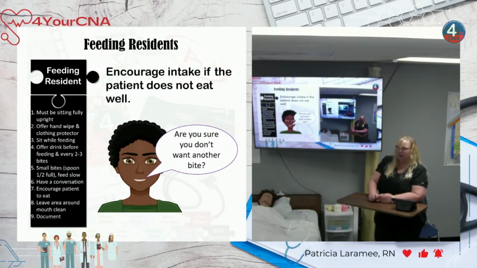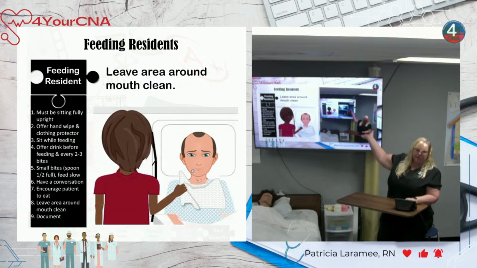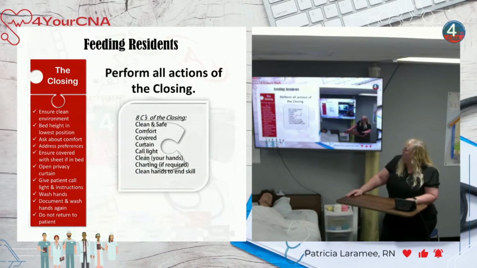So we need to offer something for the test too. So yeah, you want to use 2 of those. It doesn't matter which 2, but are you sure you don't want just one more bite? Can I get you something else from the kitchen? And let me know if you get hungry later. There is food available. Just like mouth care and denture care, leave their mouth clean. And then you're going to do all the actions of the closing.